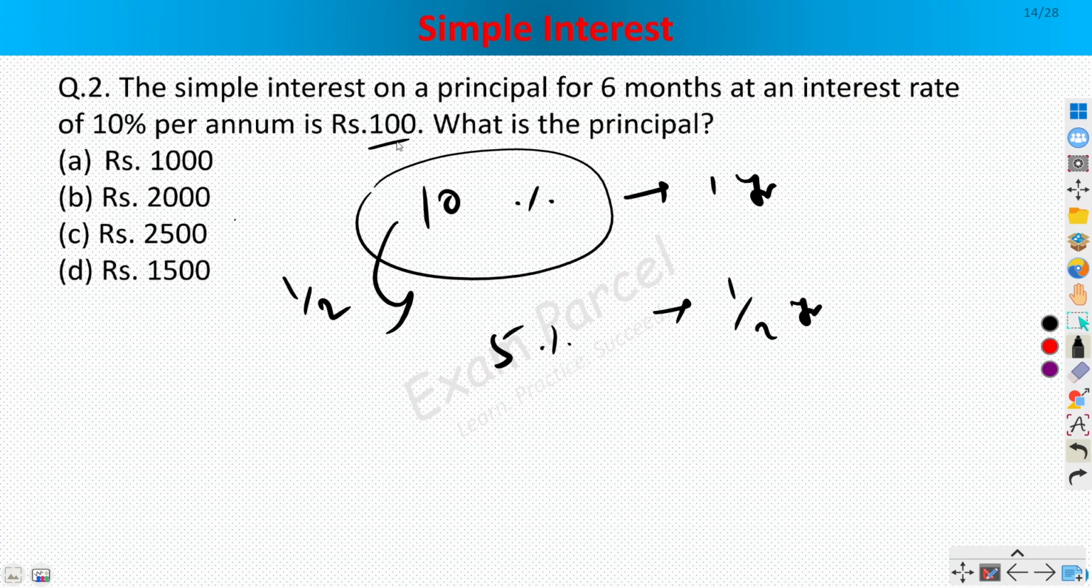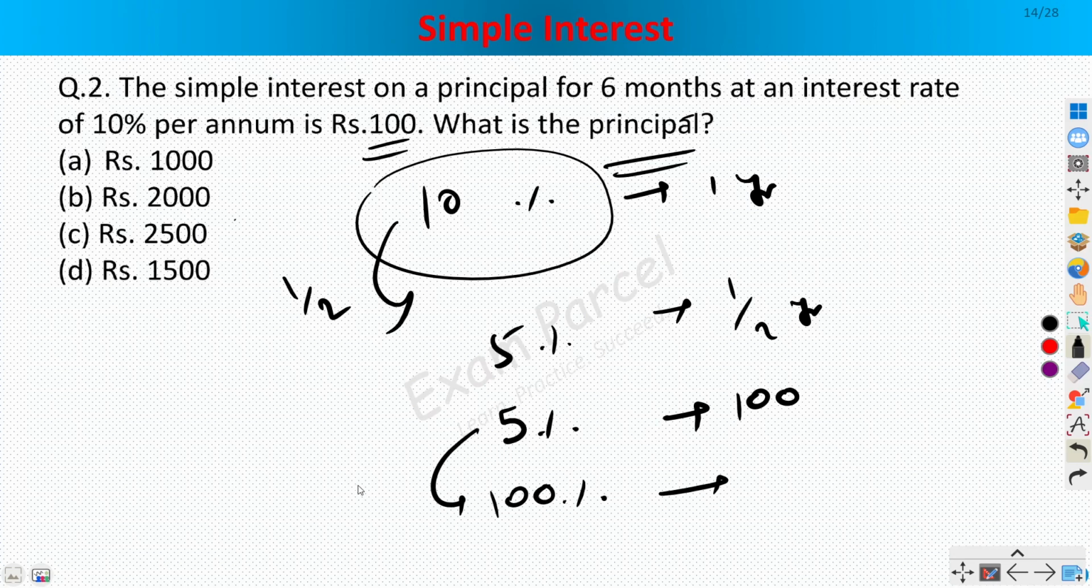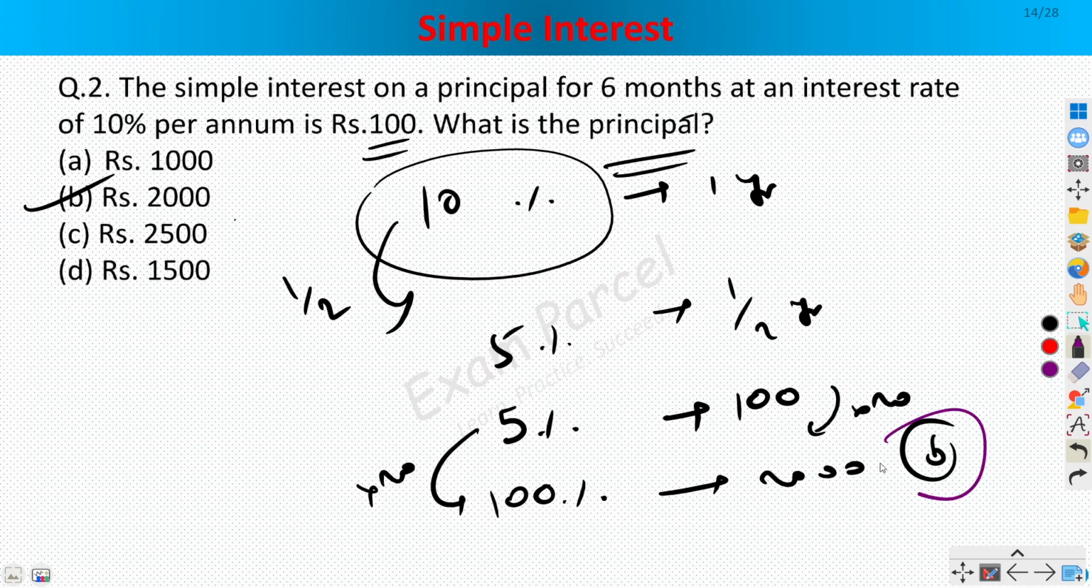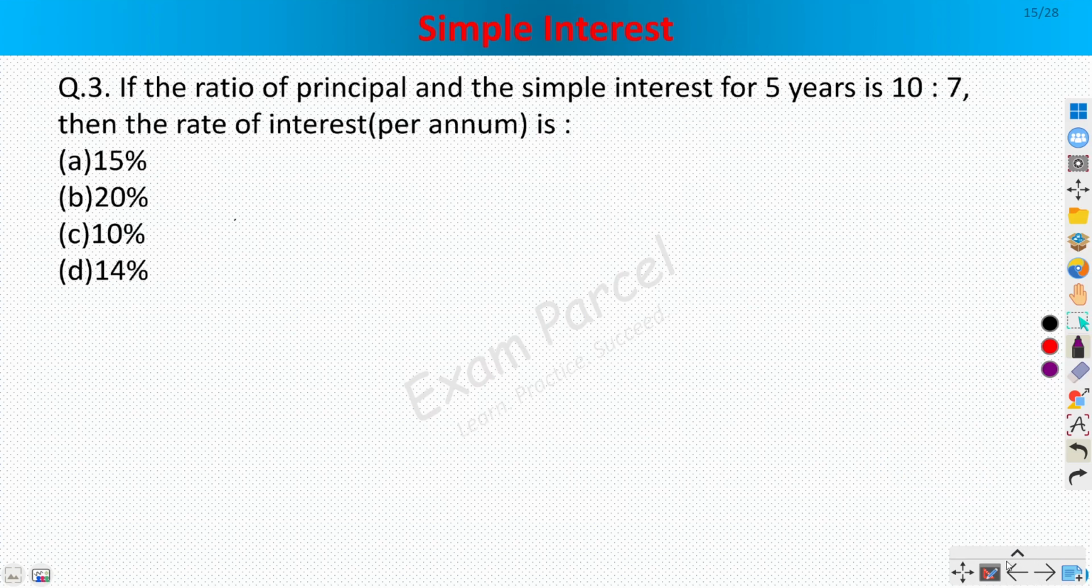Now simple interest is given as 100. So 5% value is given as 100. So principal means 100%, right? So you have to find 100%. And now this is very easy. You want to multiply by 20. So you can multiply this by 20. So 2,000. B option. So you can see how fast this approach is and how logical as well.